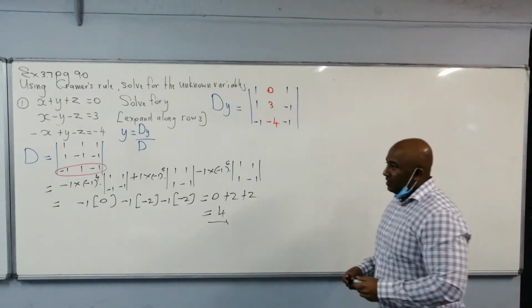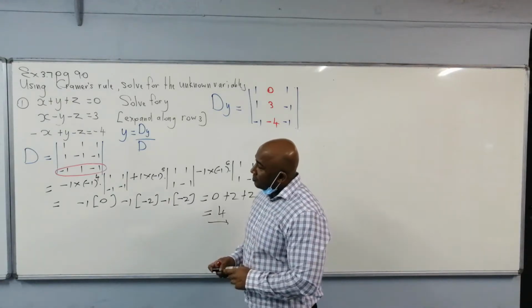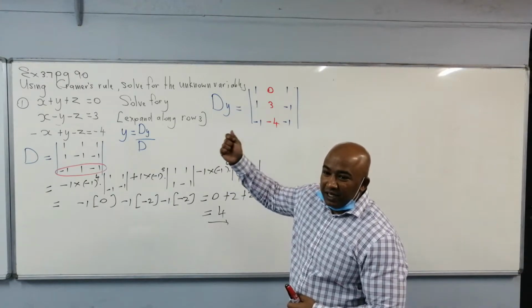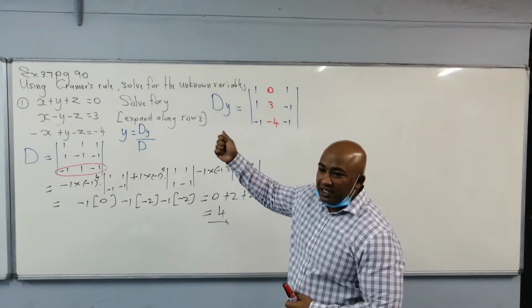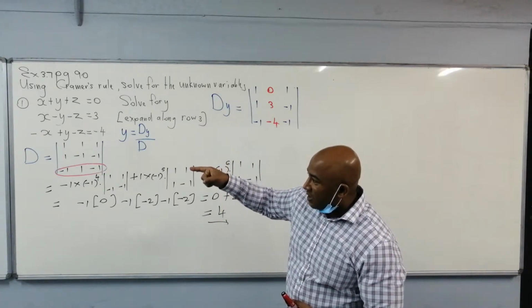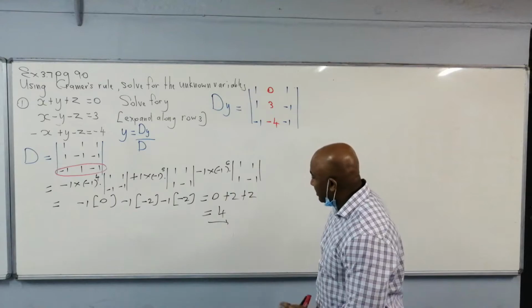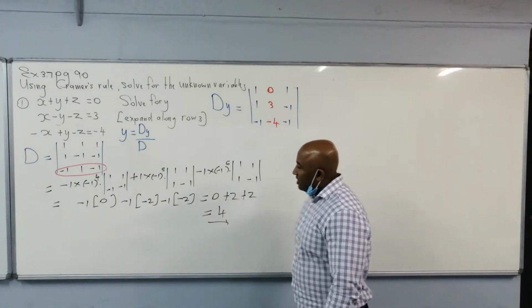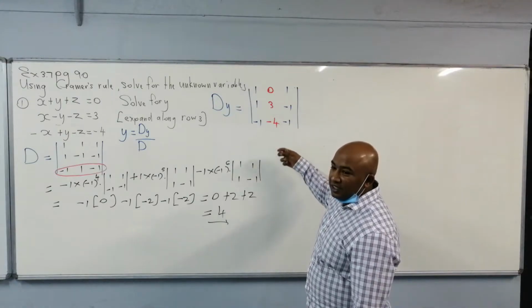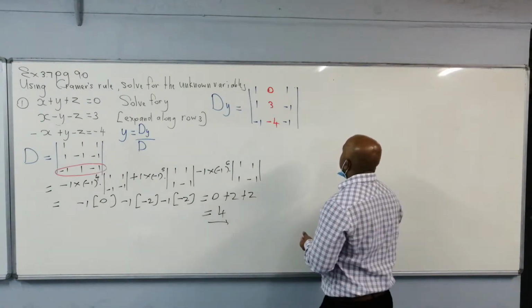Okay, so that means for dy we should get minus 8, because minus 8 divided by 4 is going to give me the minus 2 that we just checked using the calculator. Alright, so that was my D. Let's work out dy now.